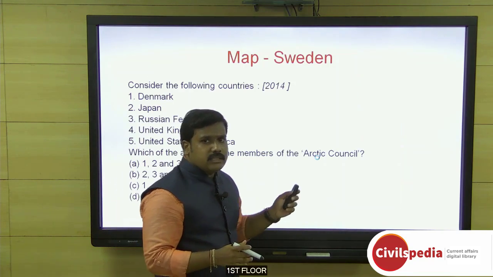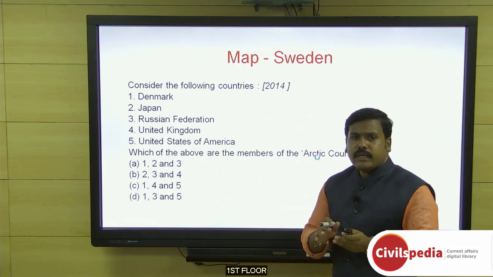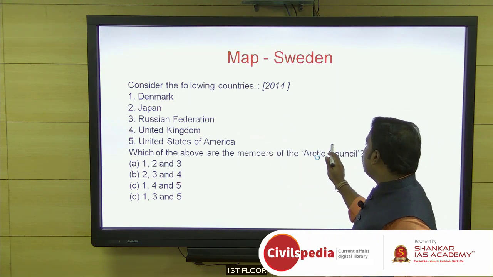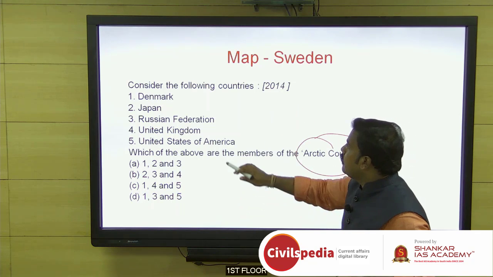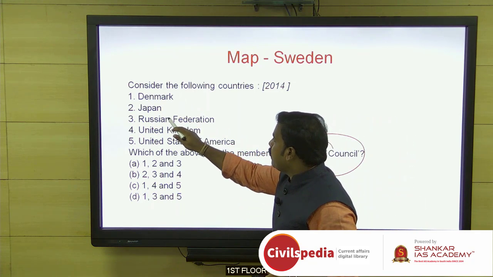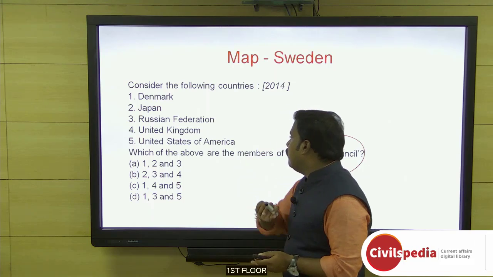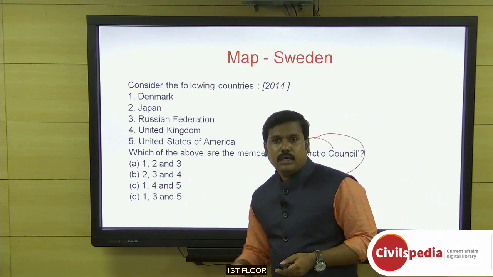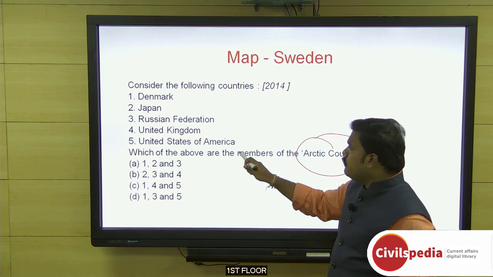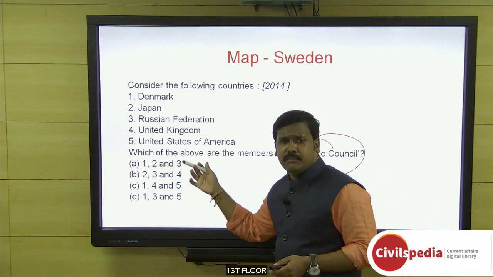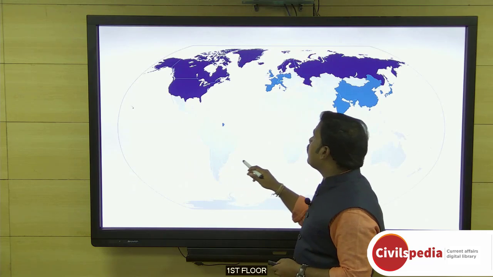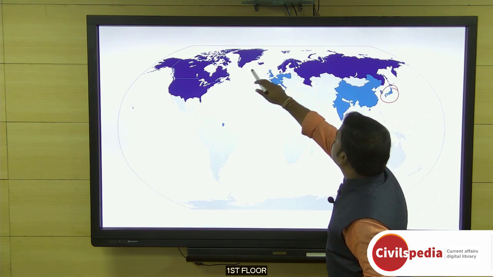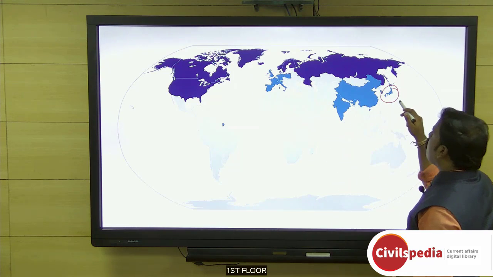Now, this is a question they asked in 2014. What kind of questions can you expect? They asked about the Arctic Council in 2014, about which among Denmark, Japan, Russian Federation, UK, USA were part of it. I mention this question because Sweden is also part of the Arctic Council. You can answer this by the elimination method, because naturally Japan won't be part of it. Japan has no connection with the Arctic, but Sweden has. So these are the Arctic Council countries.